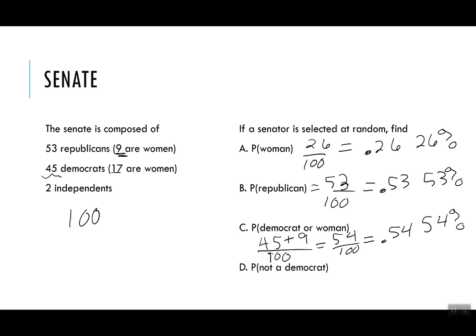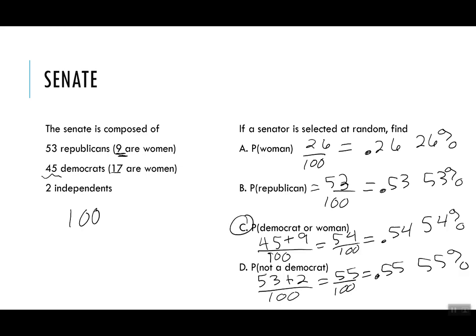And then not a Democrat. So not a Democrat means you're either a Republican, 53, or an independent, which is 2, over the 100. So this is 55 over 100, 0.55, which is 55%.